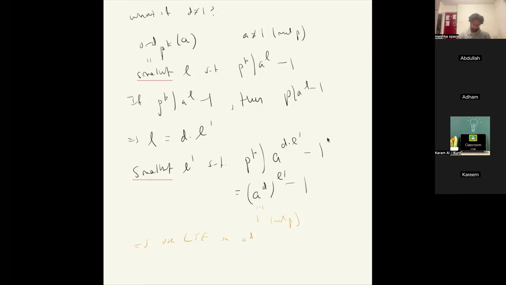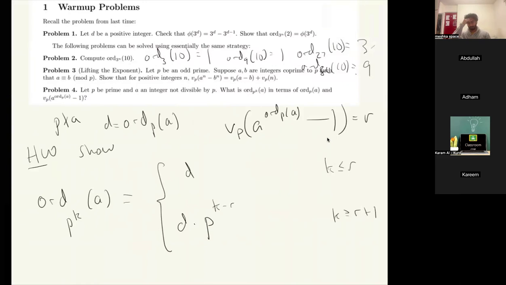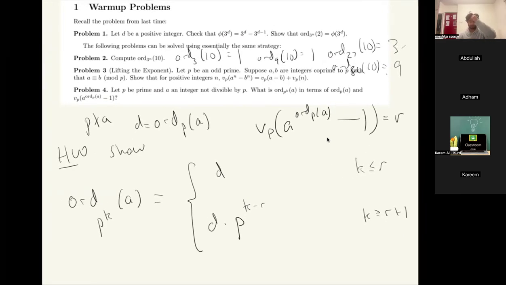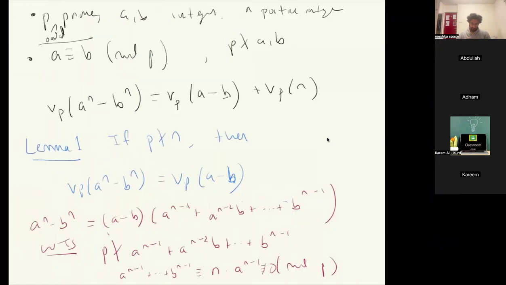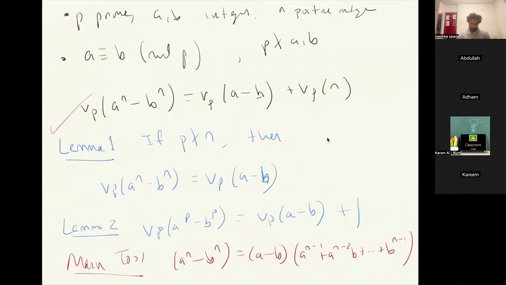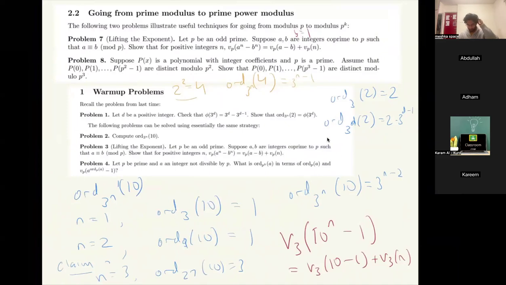Okay, so does it make sense how you can deduce the case for when A is not 1 mod P from the case when A is 1 mod P? Yeah. Okay. All right, so that maybe concludes what I wanted to say about order modulo a prime power. But there's still something I wanted to say just about doing arithmetic modulo a prime power.